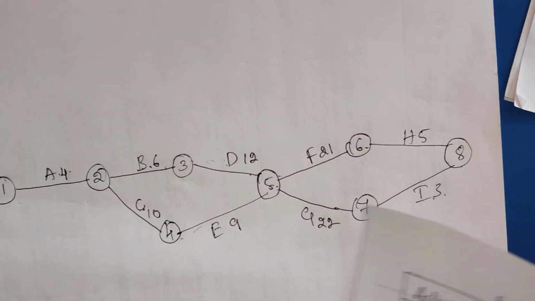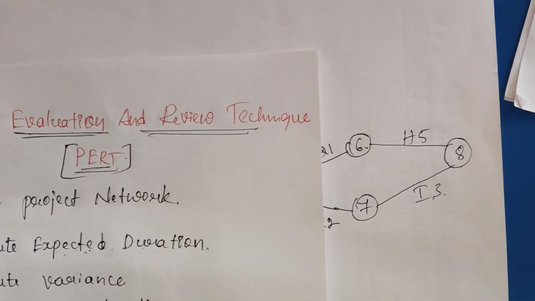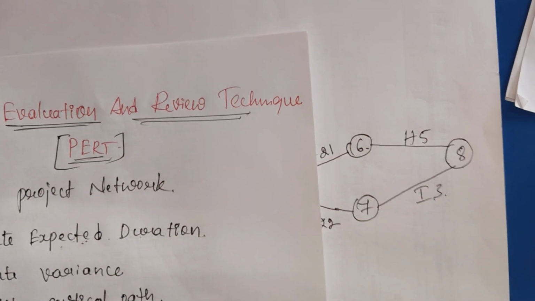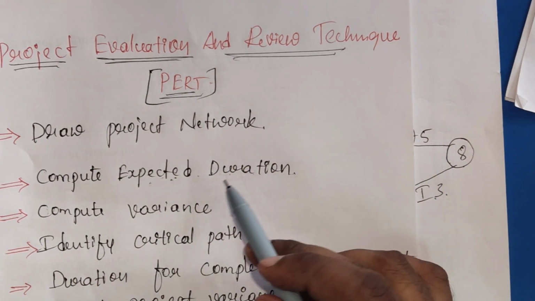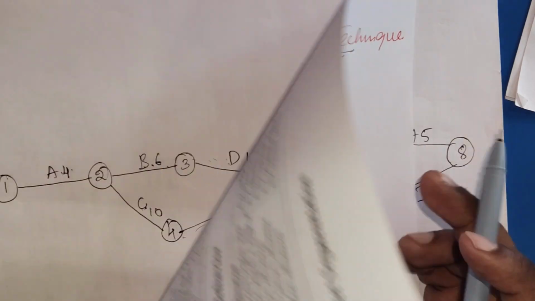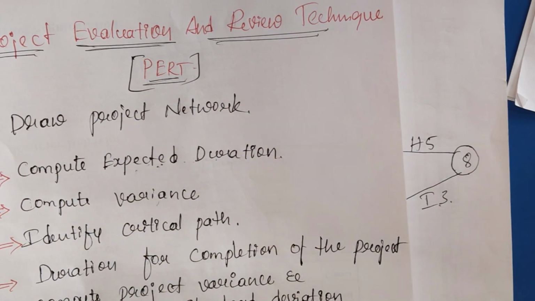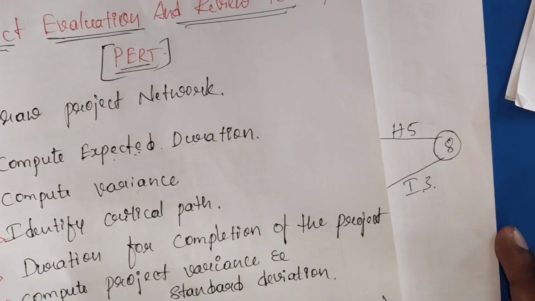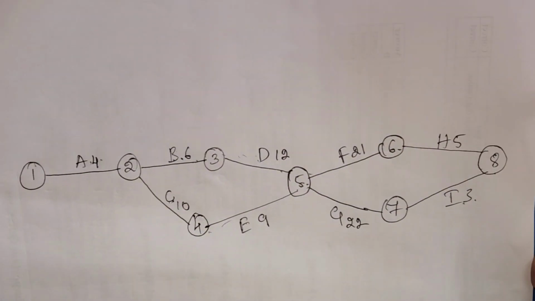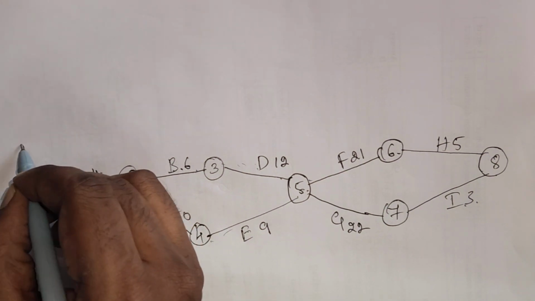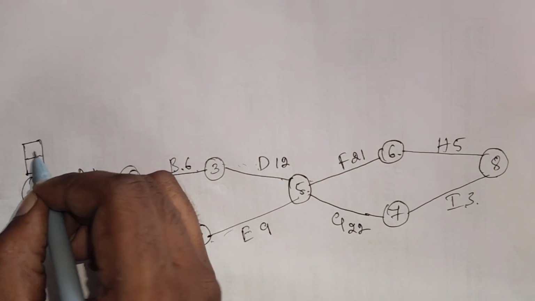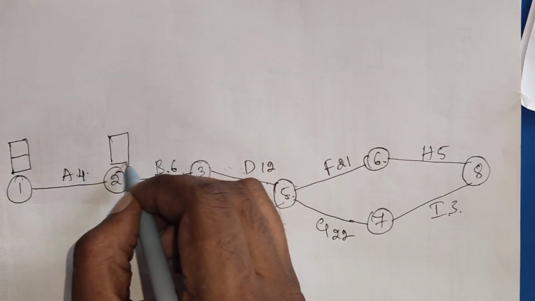So done. What is the actual next step? We drew the project network. Done. Computed expected duration. Done. And then computed variance. It's done. And the next, identify the critical path. So before going to identify the critical path, we need to do the forward and then backward pass.